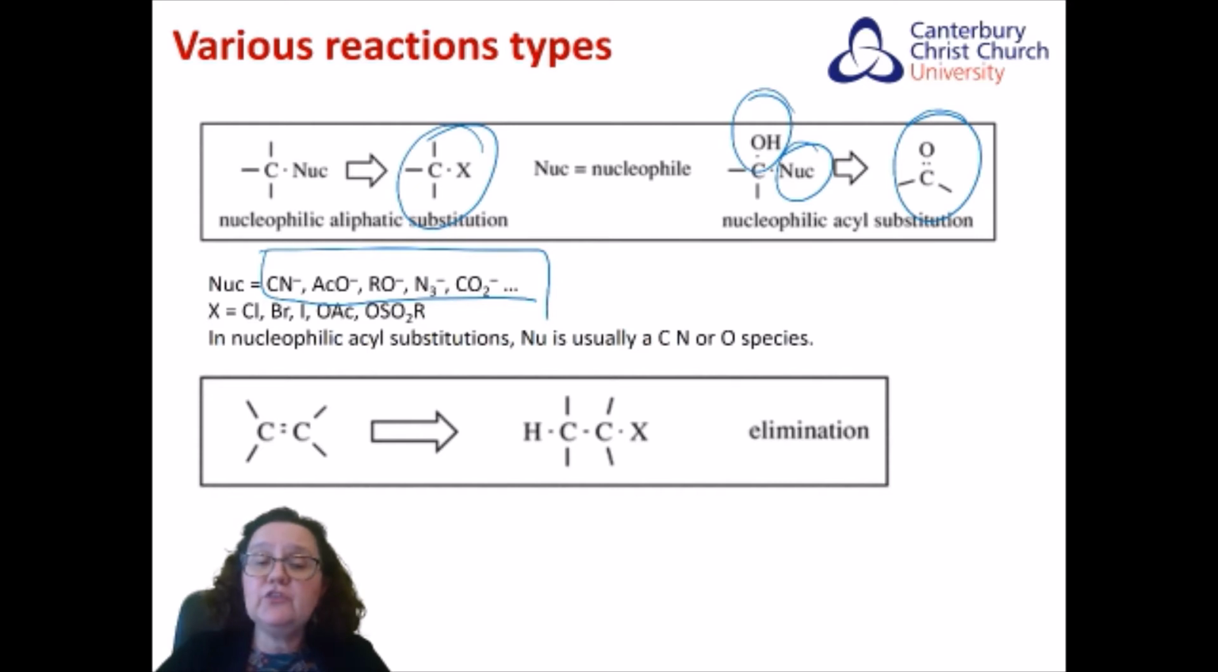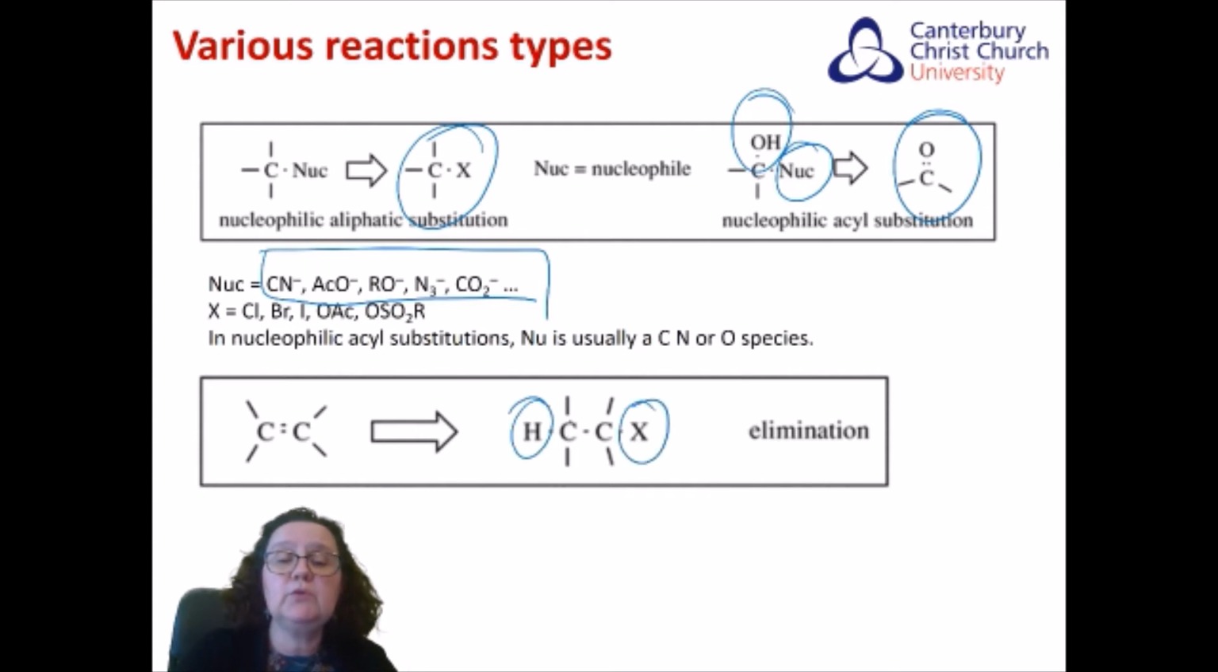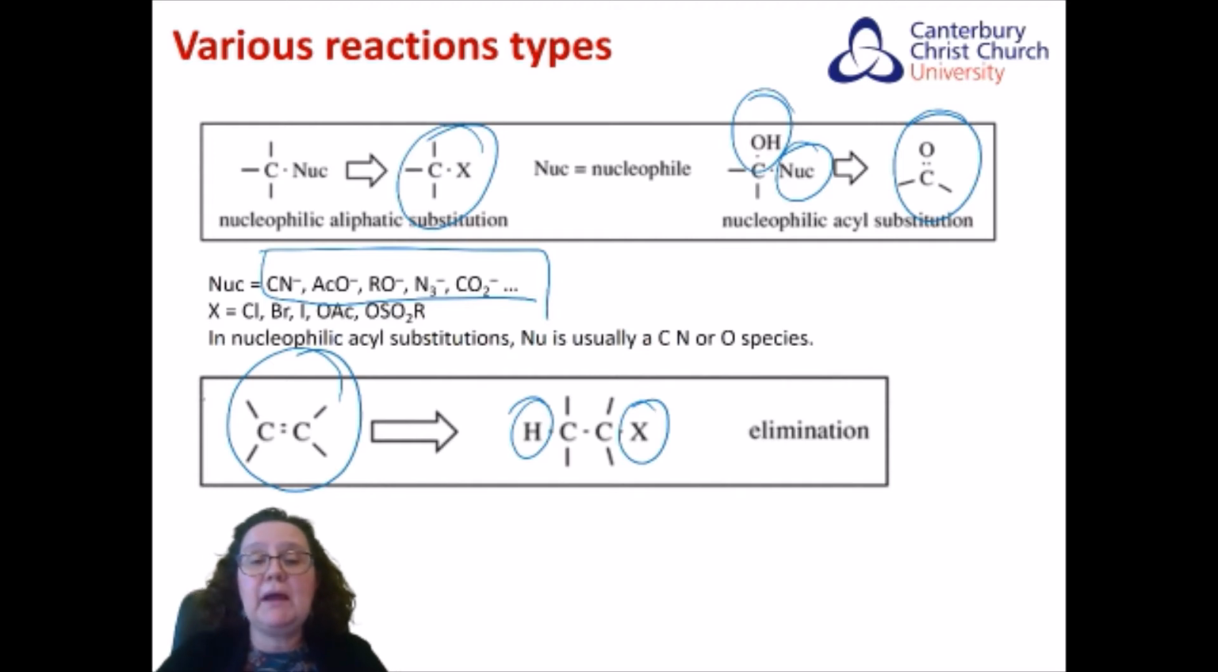Another type of reaction you can have is an elimination reaction, in which you start from a compound in which you have a potentially good leaving group, let's say, for example, a halogen, and then you form the double bond by eliminating those two atoms.